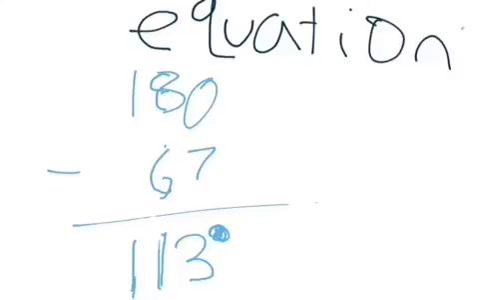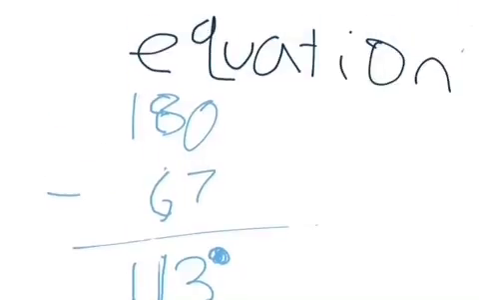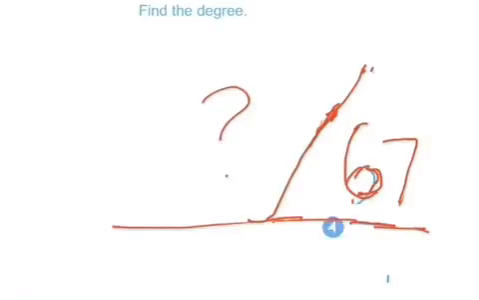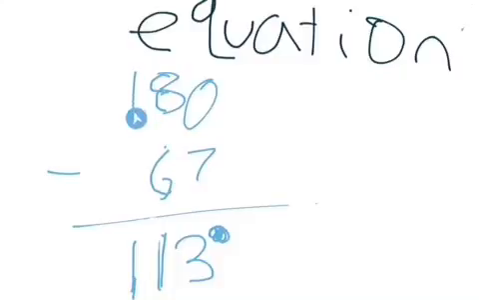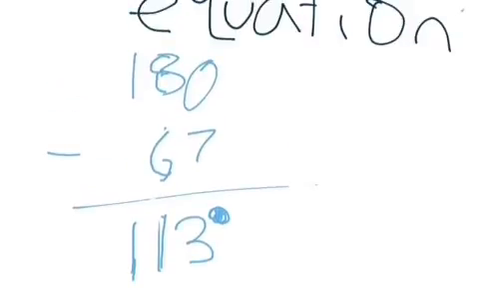Okay, so my equation was 180 minus 67 equals 113. So how I got that is, here's 180, here is 67. So I subtracted the smaller number from the bigger number, and I got 113. Okay, so if you didn't get that answer, pause the video and try that again.